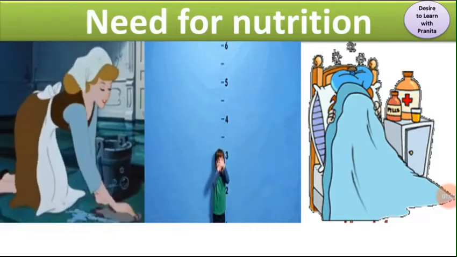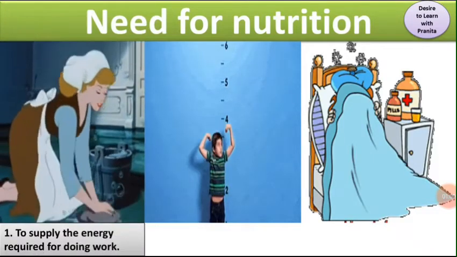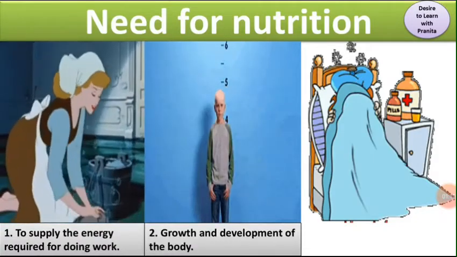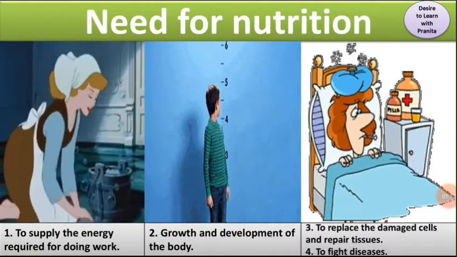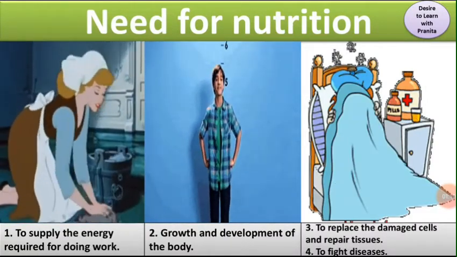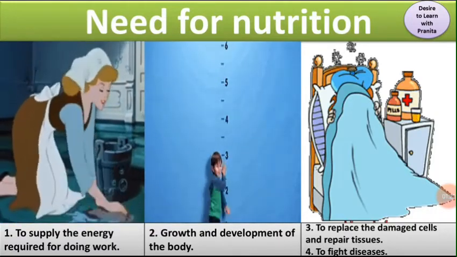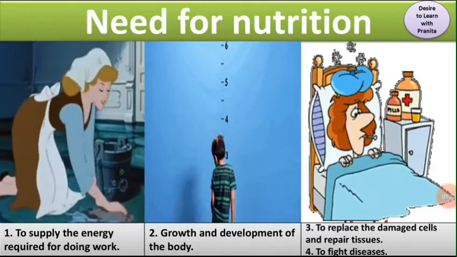Next part, the need of nutrition. There are four types. First point, to supply the energy required for doing work. That means when we do work, at that time we need energy. Second, growth and development of the body. When the body grows, at that time we need nutrition to grow our body.